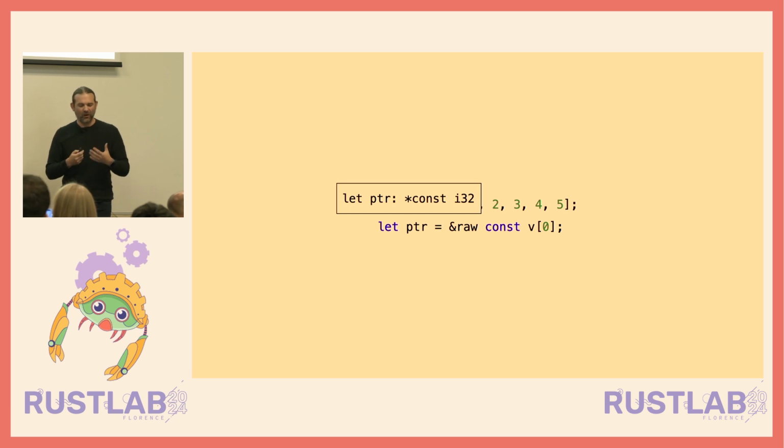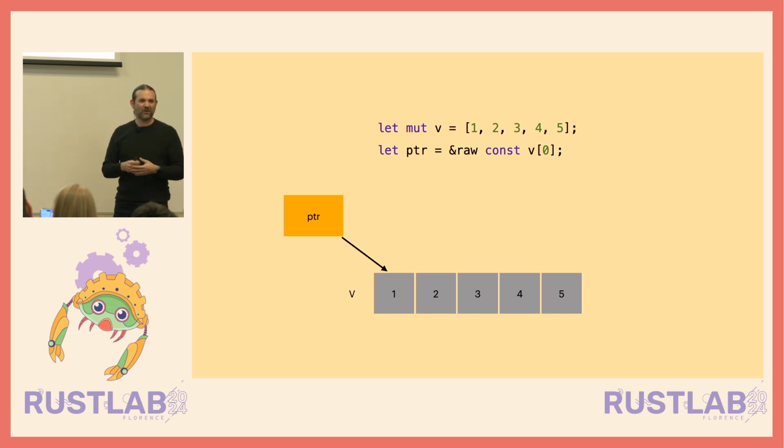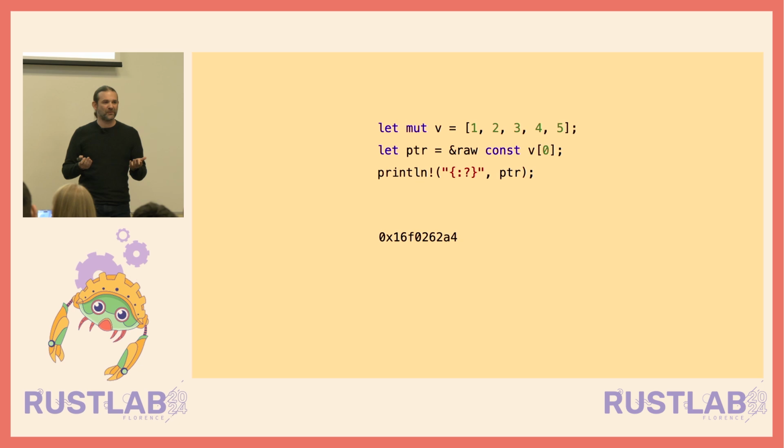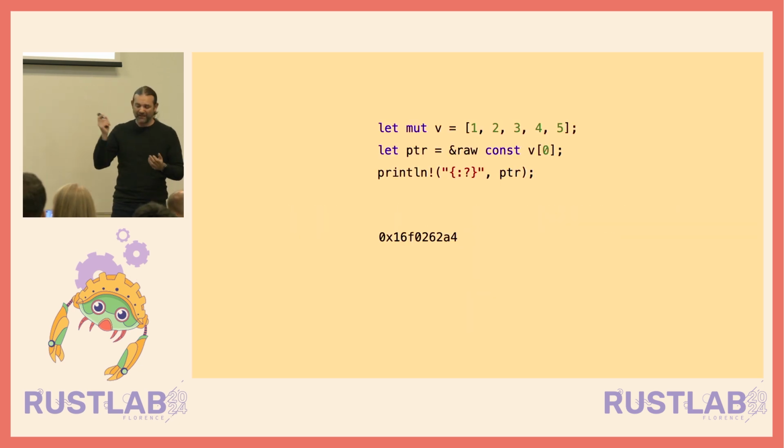So what is a const raw pointer? Well, it's what you would expect. It's some address and it points to some data. That's a const raw pointer. If we take this pointer and print it out using the debug trait, you get a beautiful address.